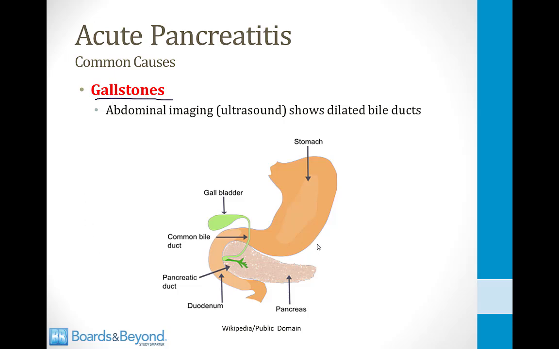So if we look at this picture of the stomach and the duodenum and the pancreas, if a gallstone lodges itself here in the common bile duct, it will not only obstruct the flow of bile, it will also obstruct the flow of pancreatic enzymes into the duodenum. This can trigger a bout of acute pancreatitis. And as I told you before, in addition to seeing signs and symptoms of acute pancreatitis, there will be abnormal liver function tests indicating that there is obstruction to bile flow. And when you do abdominal imaging in patients who have gallstones causing acute pancreatitis, you will see dilated bile ducts. The stone obstructs the flow of bile and the bile ducts become enlarged, and you can see this on imaging studies.